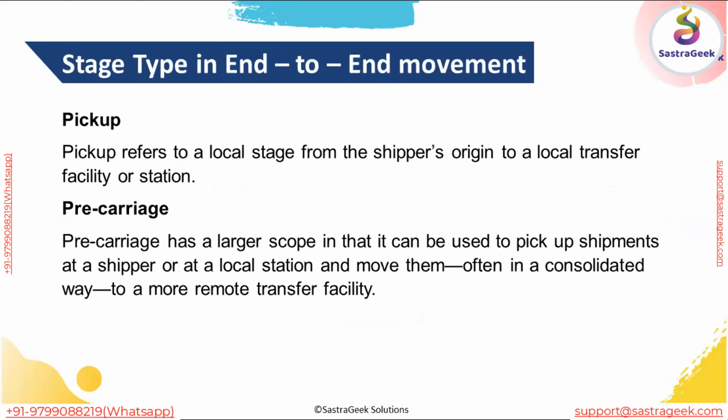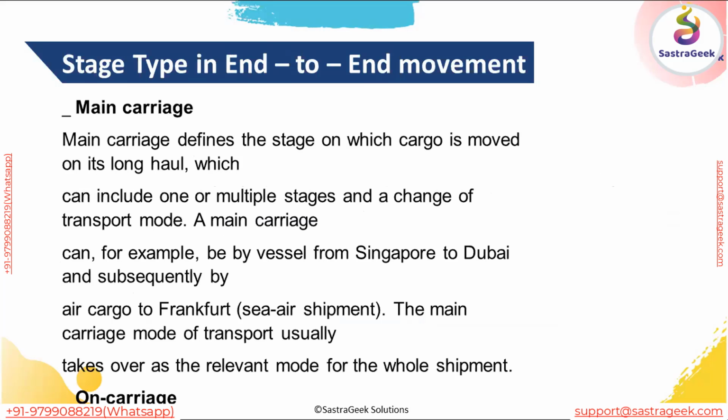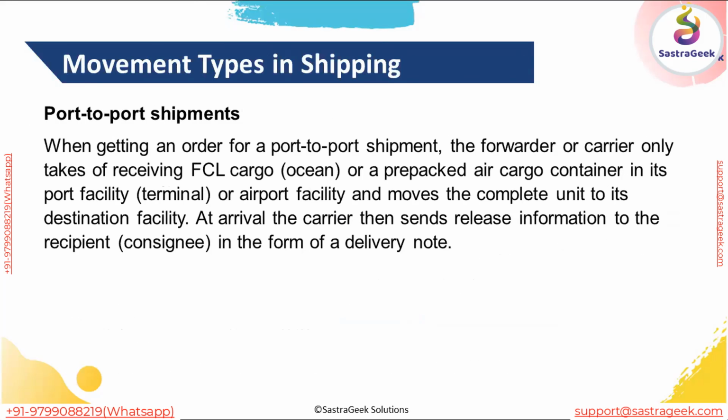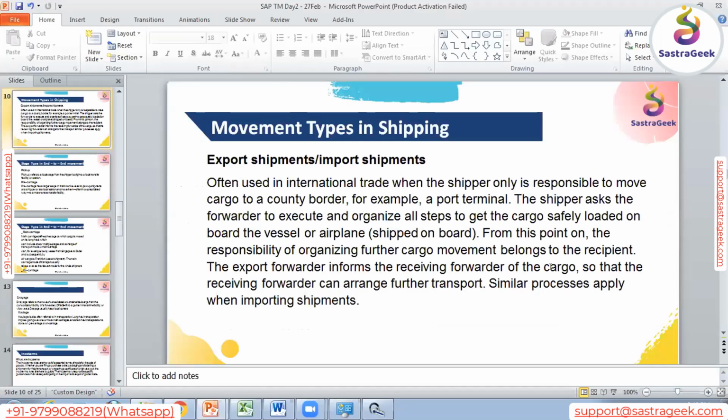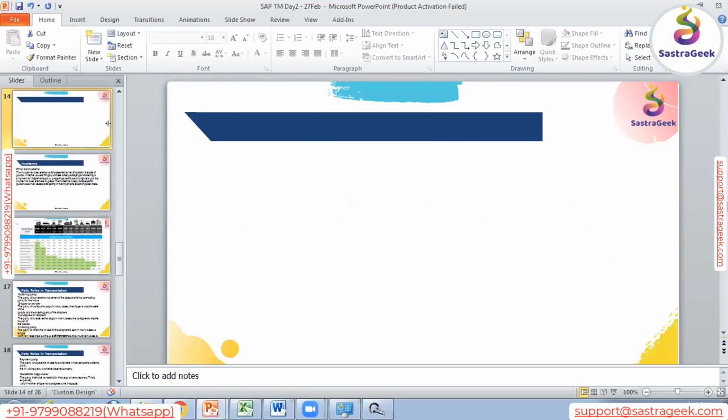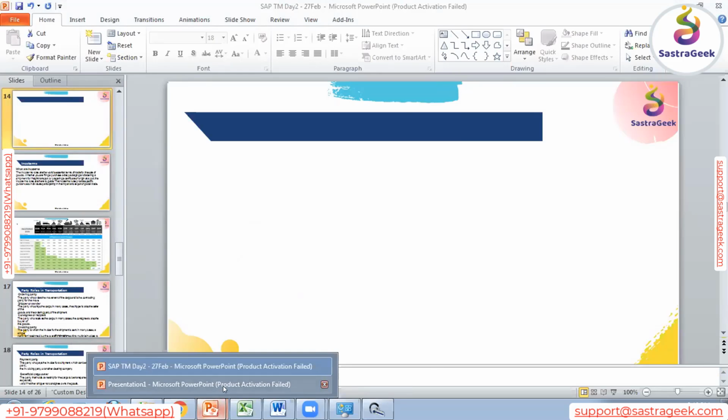So we have gone through the movement types, and we have encountered the terminologies called pickup and pre-carriage. We have also encountered terminology like main carriage, on carriage, dryage, and haulage. So let me explain every term. If I explain it with a diagram, it is more convenient. So that's why I wanted this.